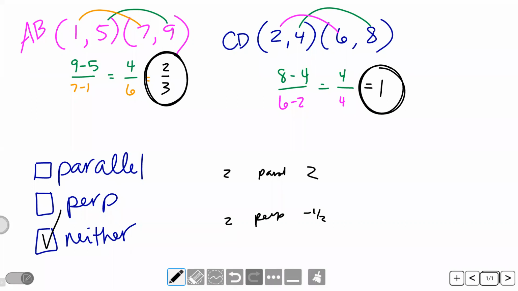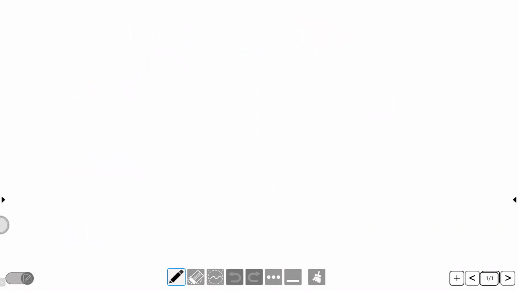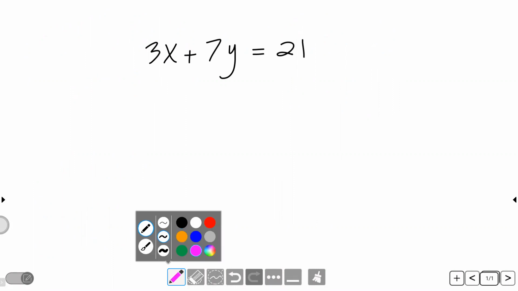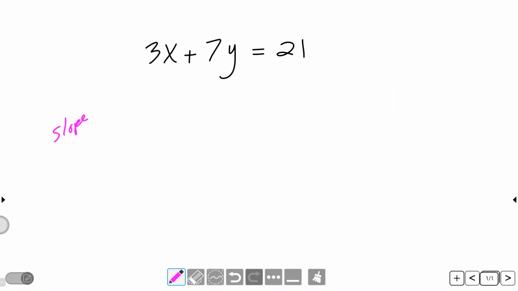Writing equations, finding slope, standard form. Yeah, the biggest thing I'm worried about is this. Solving for y. I'm going to do another one. 3x plus 7y equals 21. Okay, so again, if you're asked to find the slope, you'll need to fix this. If you're asked if this is parallel to something, you'll need to fix this.